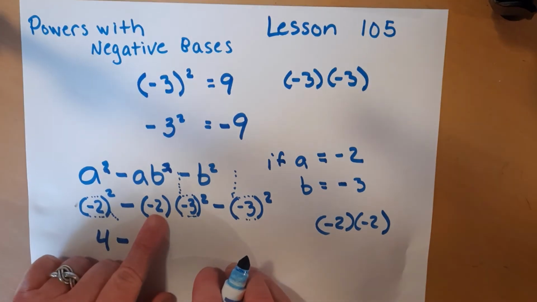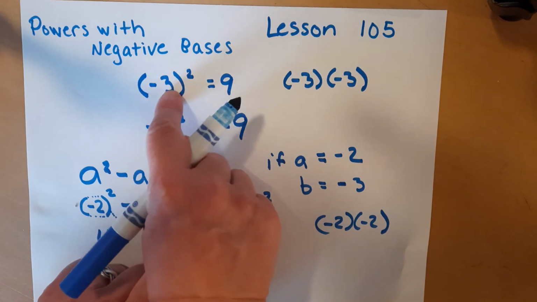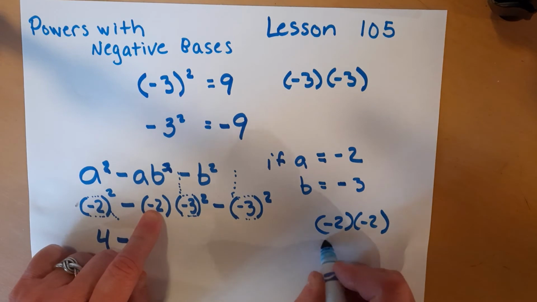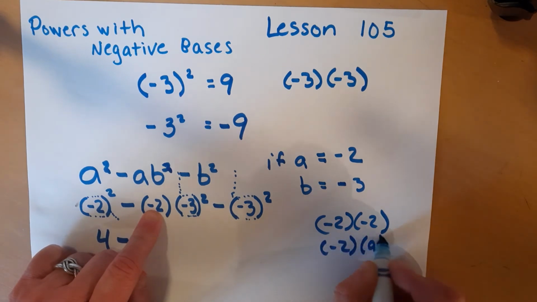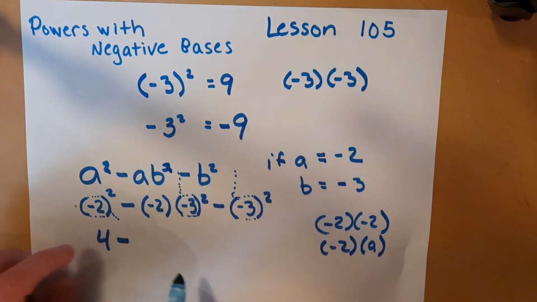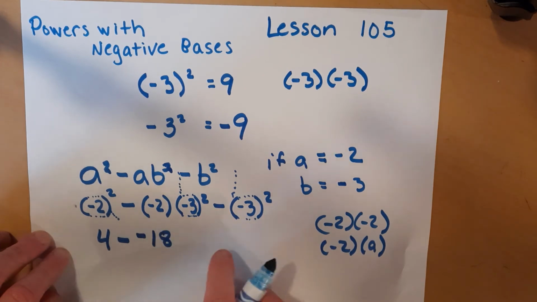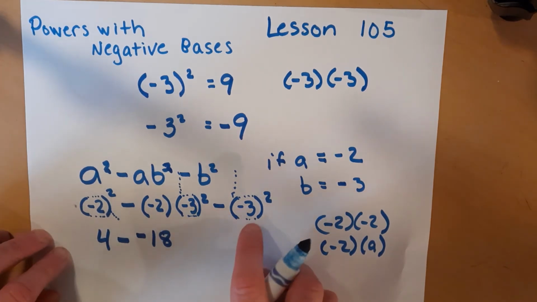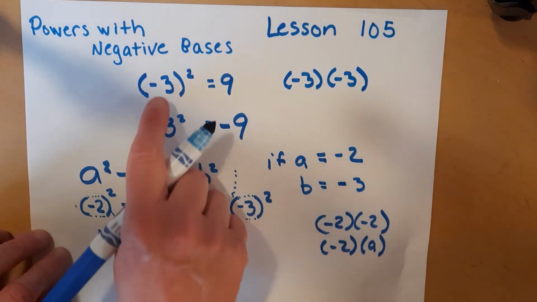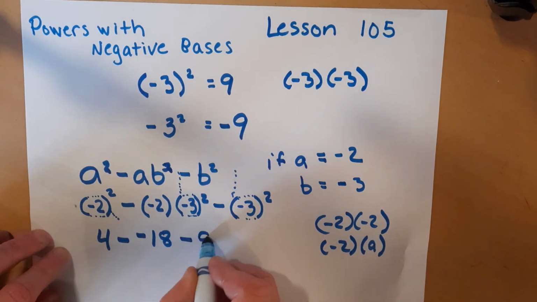Now we have -2 times -3 squared. Right up here we see that -3 squared is 9. So we are multiplying a -2 times a +9. -2 times 9. That's going to give us a negative, because a negative times a positive is a negative. So that is -18. So we are subtracting a -18. Now we're going to subtract this last part right here, which is -3 squared. -3 squared is 9, so we are going to subtract 9.